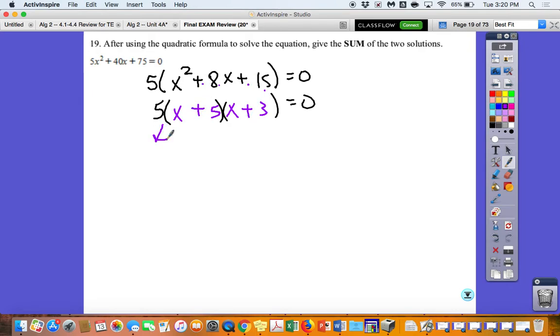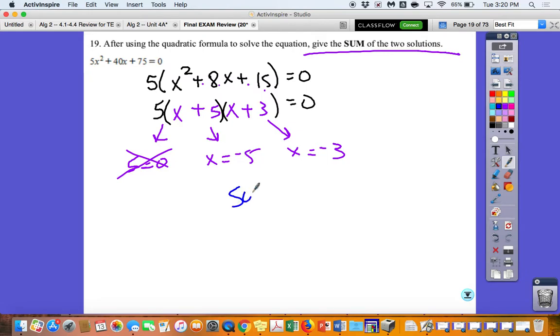So now, if you set 5 equal to 0, that's nonsense, so that's just out. And then both of these set equal to 0, you just change your signs. But I'm not done. It said give the sum of the two solutions. So the sum of these two things, negative 5 plus negative 3 is negative 8. That should be the answer that they're wanting. Let me double check. Number 19. Yep, that's it. So if you can do it an easier way, by all means, do it an easier way.